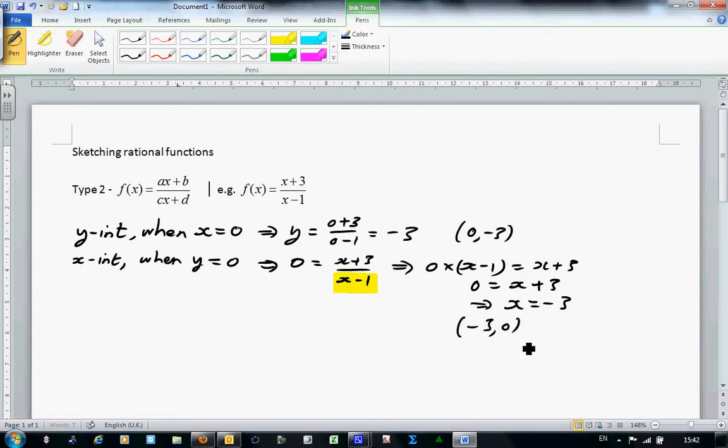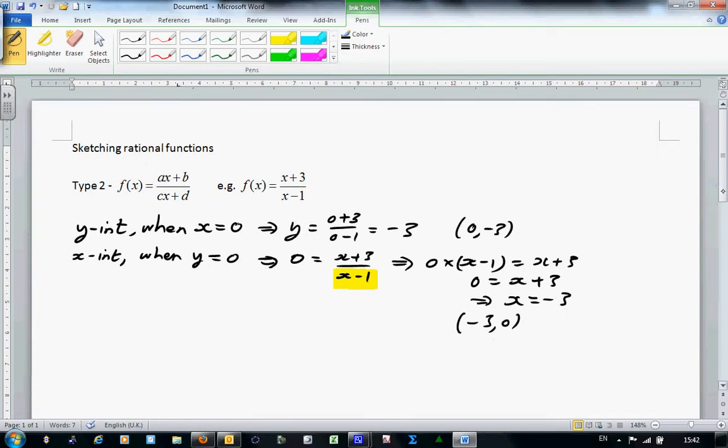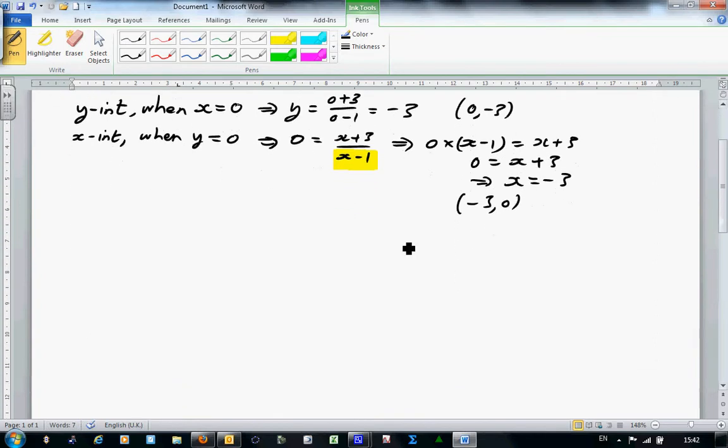Okay, let's have a look at the next easiest, which would be the vertical asymptote. And from this we can see what we're looking for is we're going to put x - 1 equals 0. So the denominator cannot be 0. And when that happens is when x equals 1. So that will give us the vertical asymptote.